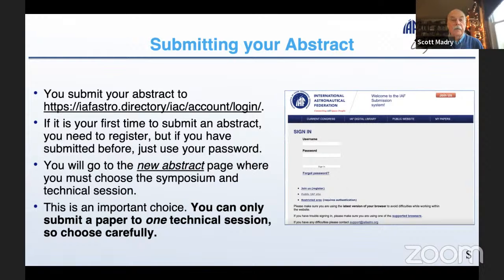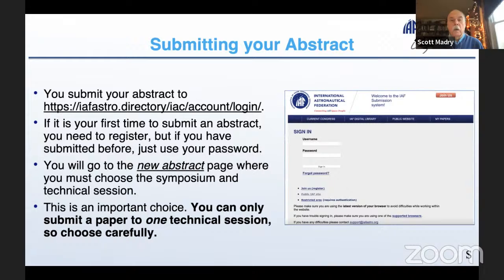And you have to create a username and password in order to use the system. If you have submitted a paper before or have attended an IAC event in the past and you have a username and password, you can just use that. And just like all electronic websites today, if you forgot your password, which happens all the time, you can just click on the little forgot password, you put in your username or your email, and it will send you a new one.